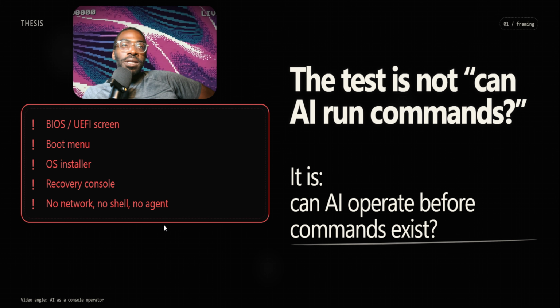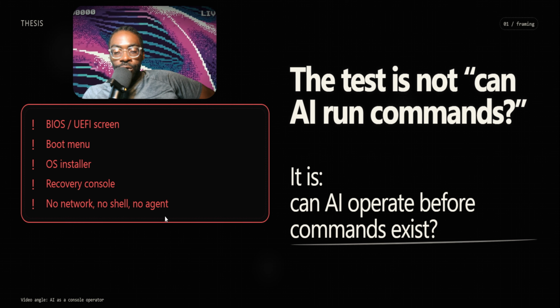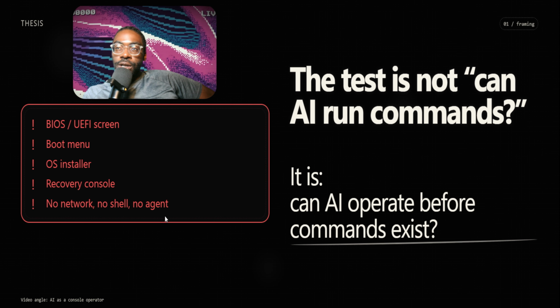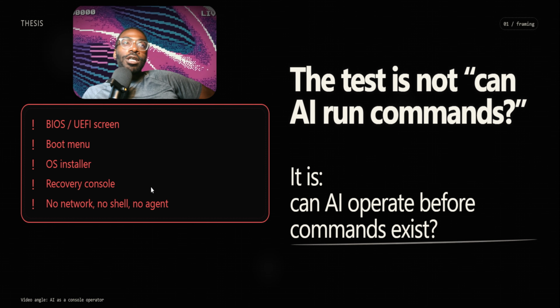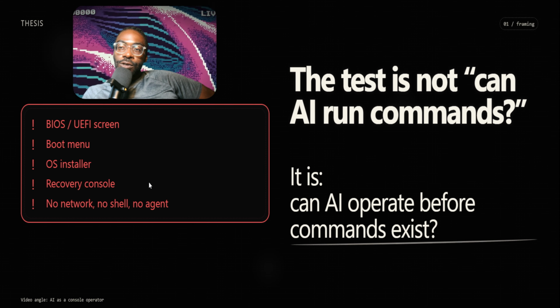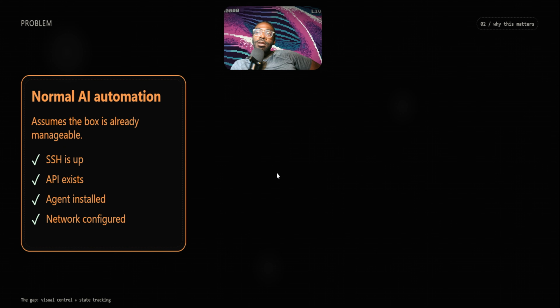We don't want to do the install. We're that lazy. We can't even be bothered installing Linux or Windows. We want the AI to do it. What if we have no network, no shell, and no agent? This skill is for you. Normal AI automation assumes that the box is already manageable. SSH is up. The API exists. The agent is installed. Network is configured. There's some way for the AI to reach the command line.